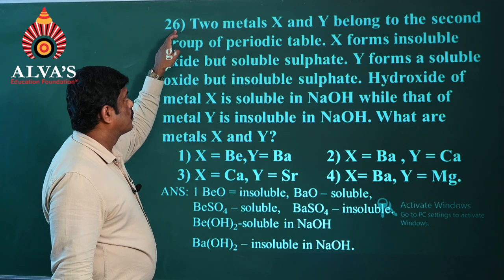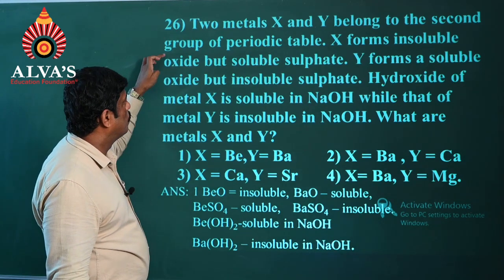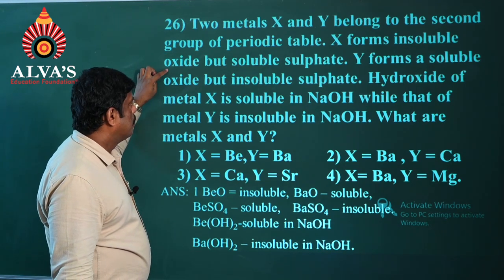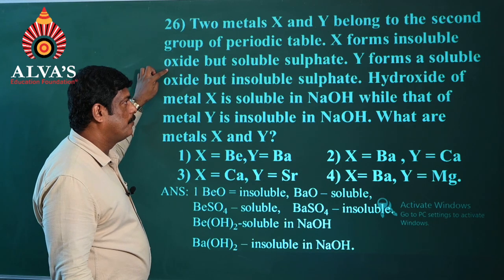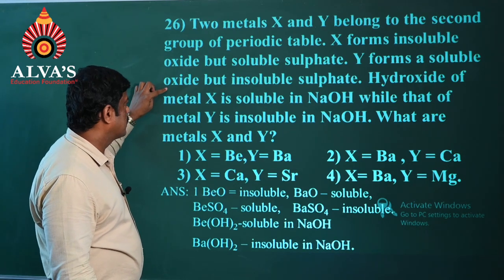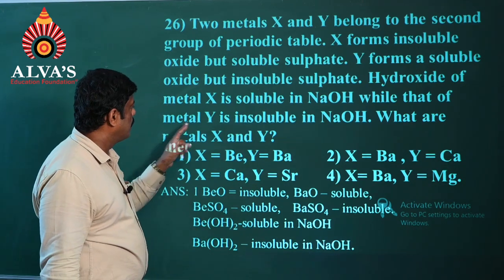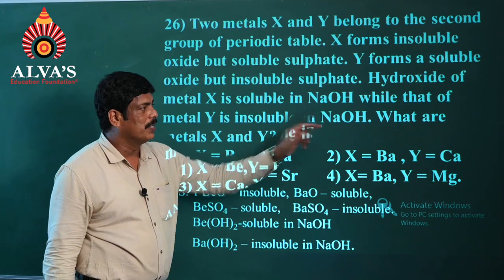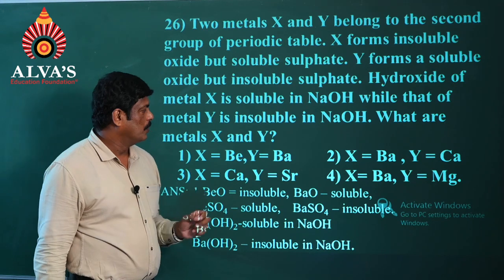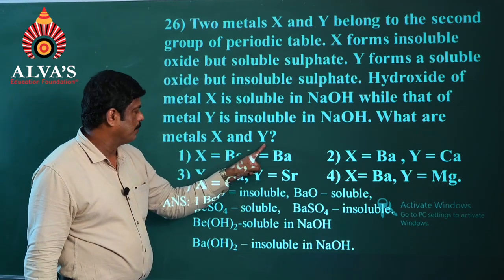Let us see the 26th question. Two metals X and Y belong to the second group of the periodic table. X forms an insoluble oxide but a soluble sulphate, Y forms a soluble oxide but an insoluble sulphate. The hydroxide of metal X is soluble in NaOH while that of metal Y is insoluble in sodium hydroxide. What are metals X and Y? They have given different clues here, so we have to identify metal X and metal Y.